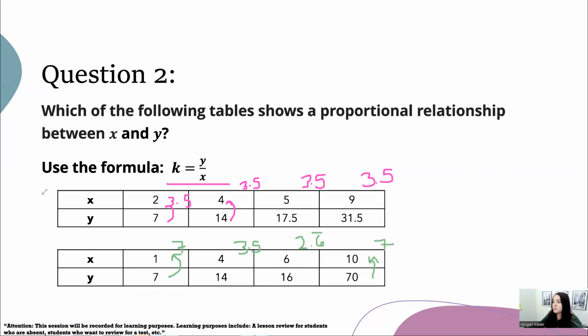So looking at these two tables, table 1 or table 2, it is clear that table 1 is the table that has that consistent relationship between the y and the x values. Table 2 did not have consistency in the relationship when y was divided by x.